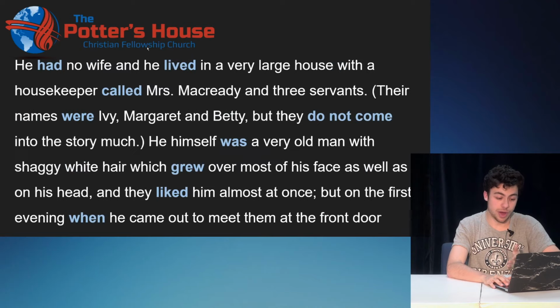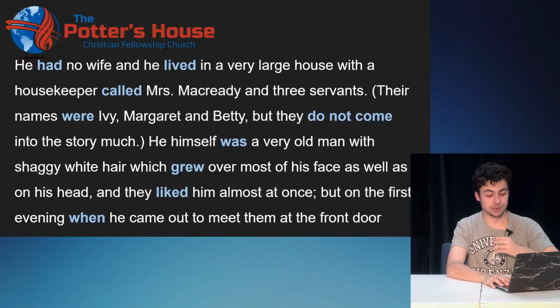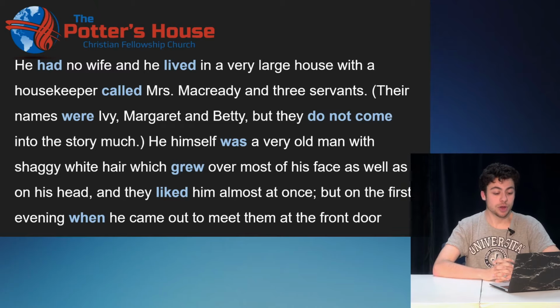He had no wife, and he lived in a very large house with a housekeeper called Mrs. Macready and three servants. Their names were Ivy, Margaret, and Betty, but they do not come into the story very much. He himself was a very old man, with shaggy white hair, which grew over most of his face, as well as on his head, and they liked him almost at once.